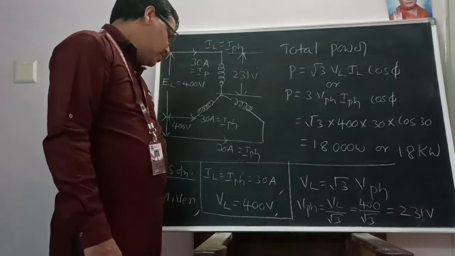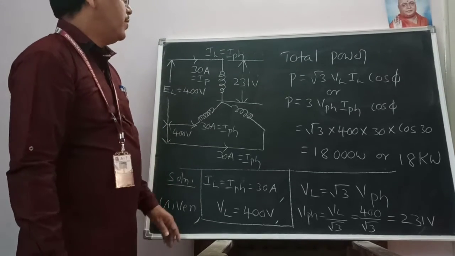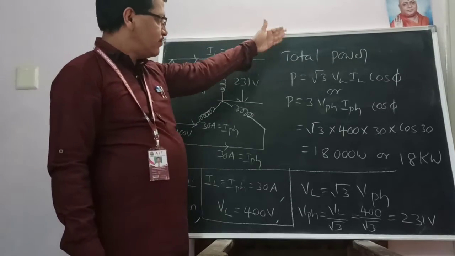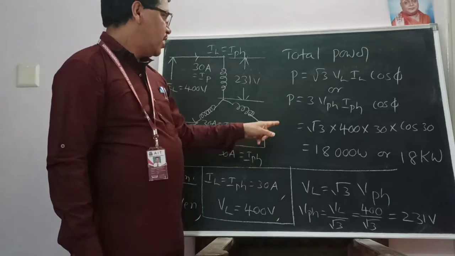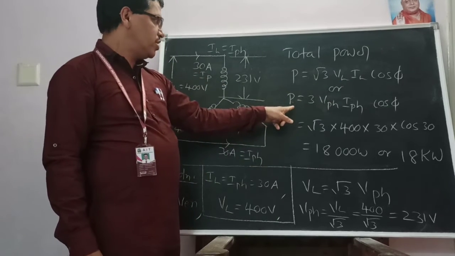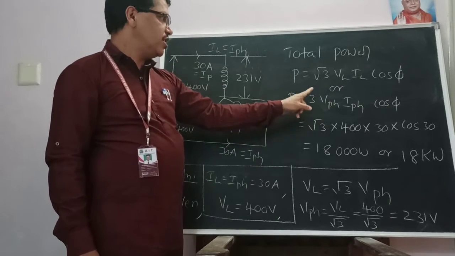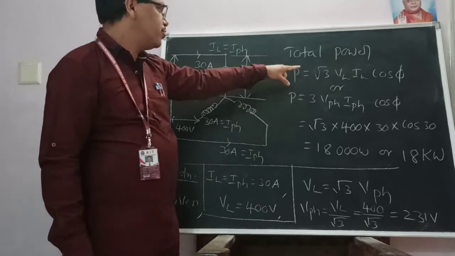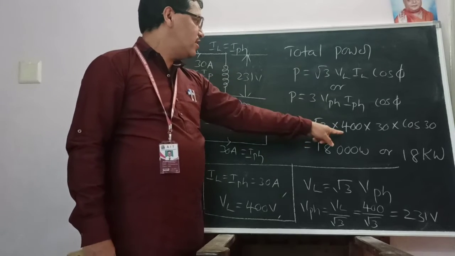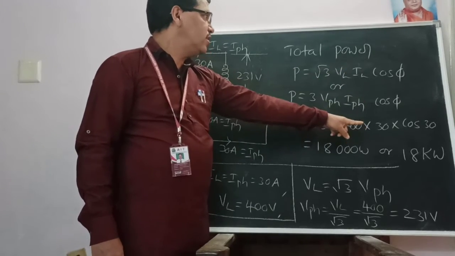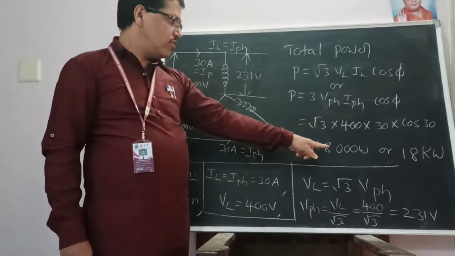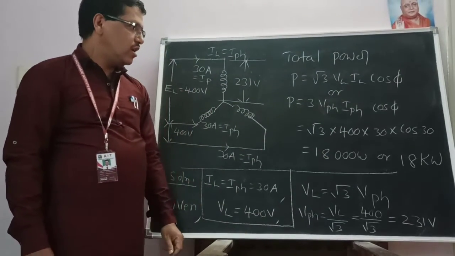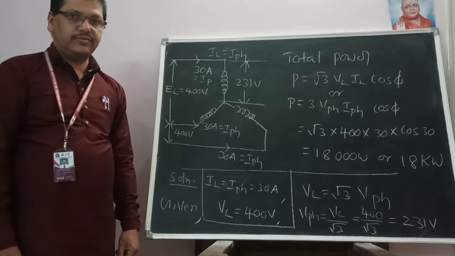Very first, we need to calculate the total power. As usual, total power in the case of star connection, P is equal to root 3 VL IL cos phi. Or we can use this equation also, P is equal to 3 into V phase I phase cos phi. Once we substitute, root 3 as it is, VL is 400 volts, IL is 30, cos phi is cos 30. So the total answer is 18,000 watts, or 18 kilowatts.